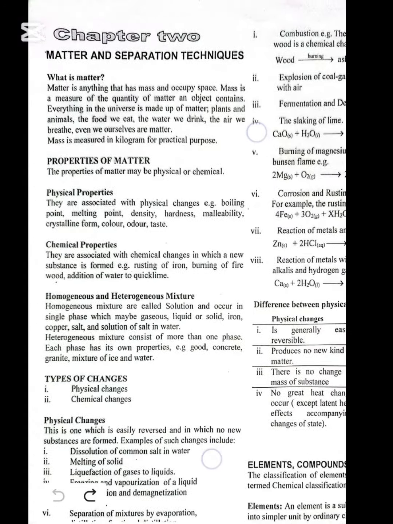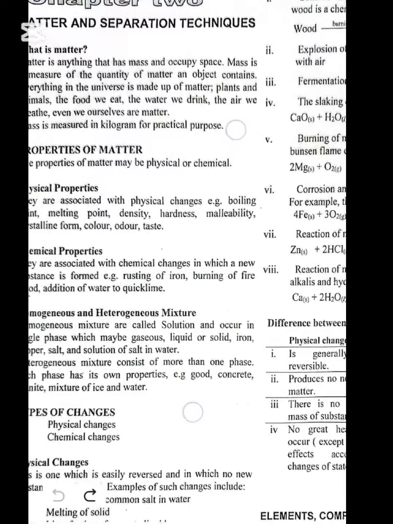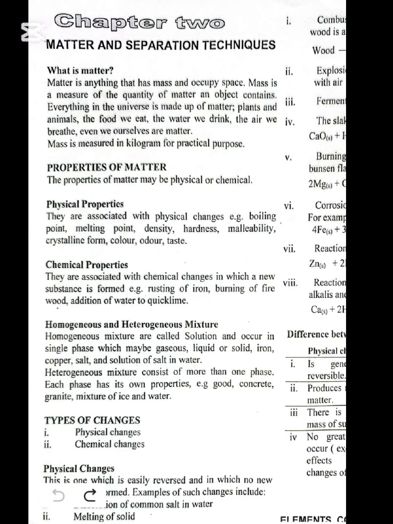So matter and separation techniques, as you have it here, we all know the definition of matter. Matter is anything that has mass and occupies what? Space. You understand what we have there. Now, the next thing we have to do is go to properties of matter. We know that. Let's go to the physical properties.